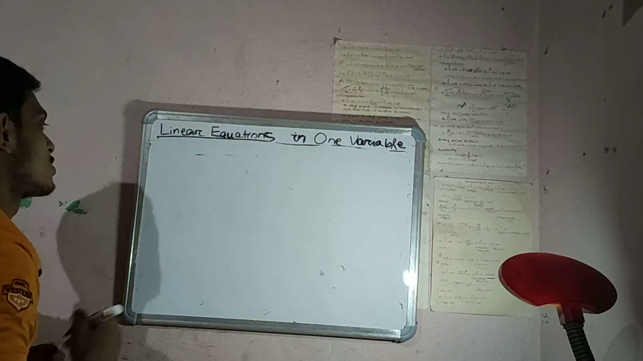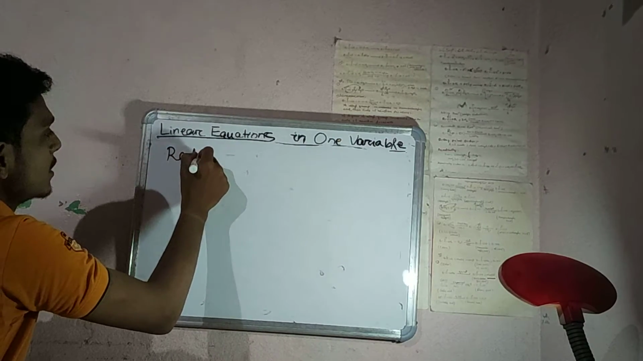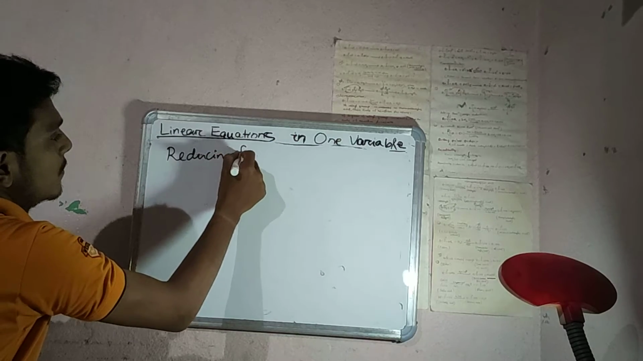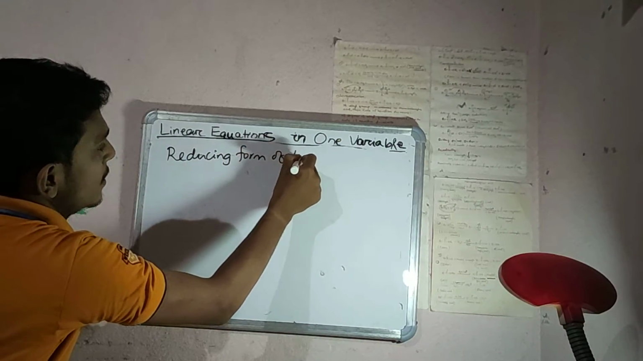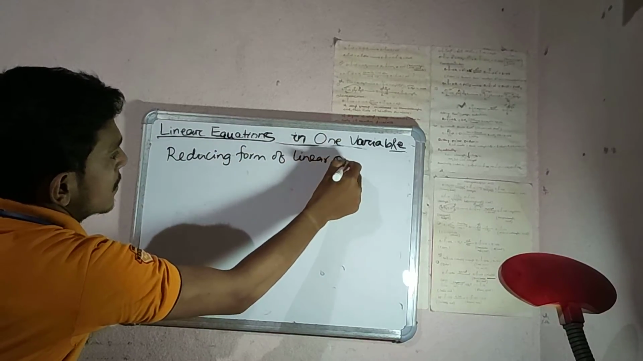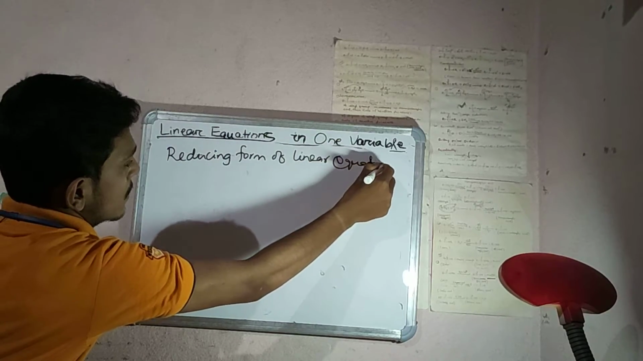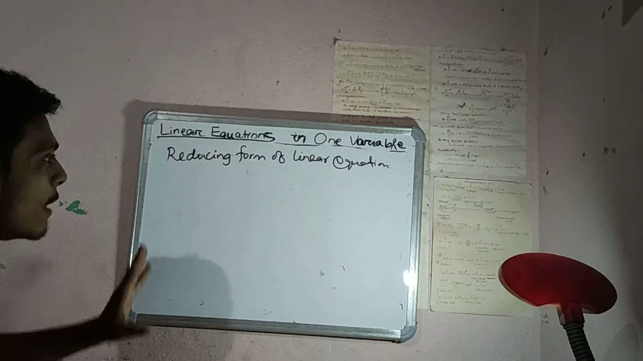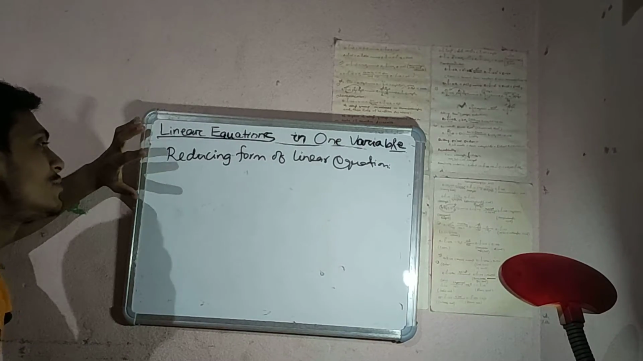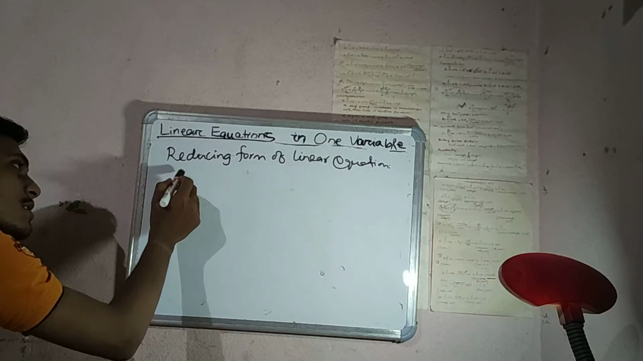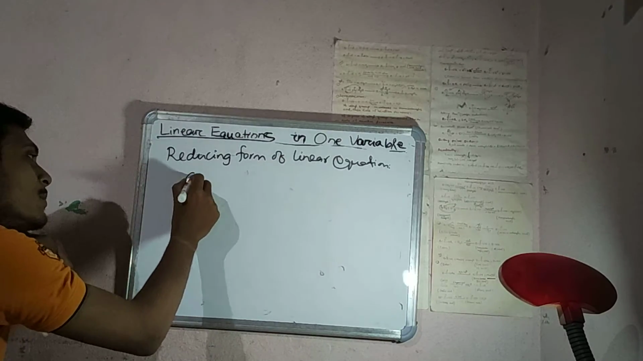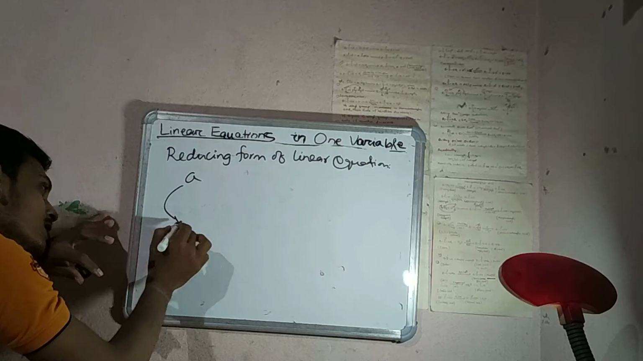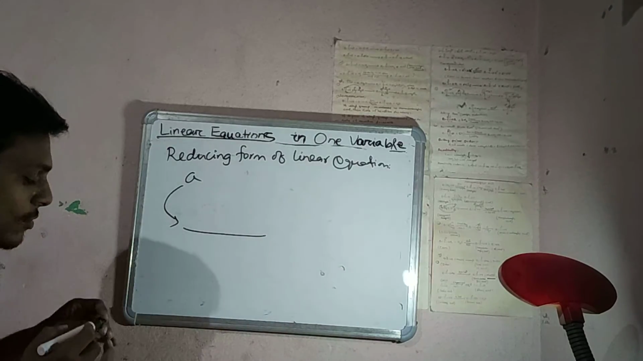In the next class, we will study the reducing form of linear equation, that is, linear equation in one variable. A linear equation in one form can be reduced to a simple linear equation.